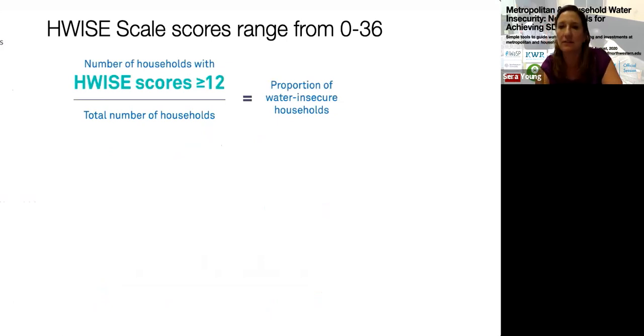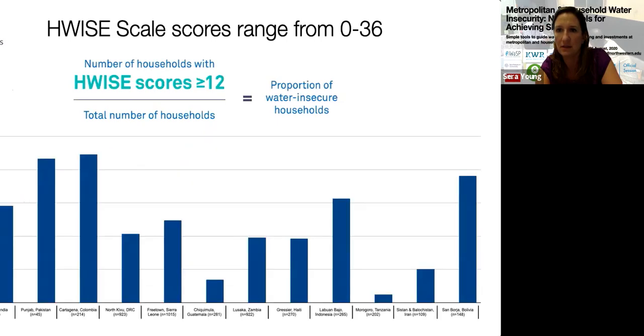Now we can also look at the prevalence of household water insecurity by looking at the proportion of households with scores greater than 12. So just to give you a sense from some of those sites in which we implemented this scale, there's a great range in water insecurity.